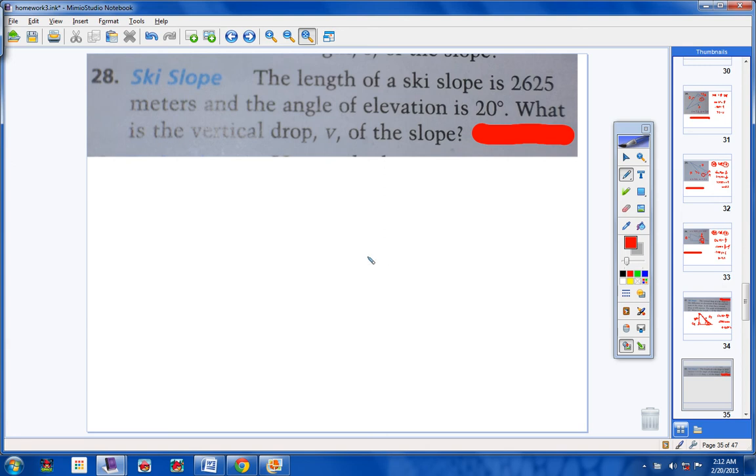The length of a ski slope is 2,625 meters. The angle of elevation is 20 degrees. What is the vertical drop? Okay. Well, here we go again. Here's the mountain they ski on. Now, the actual slope here is 2,625 meters. Now, I'm trying to find this vertical drop from here down to here. So I'm going to call that my x. I think they tell you to call it v right here. So we're going to call it v.